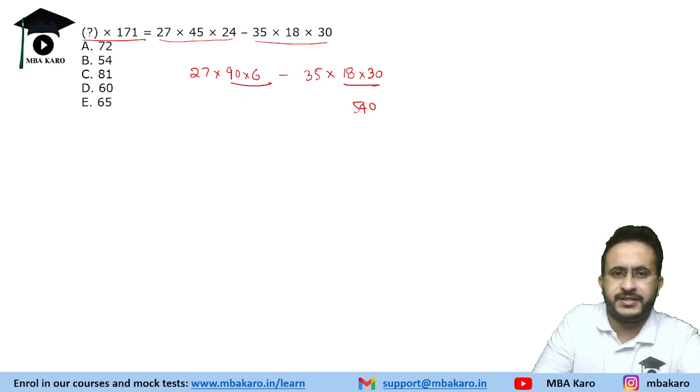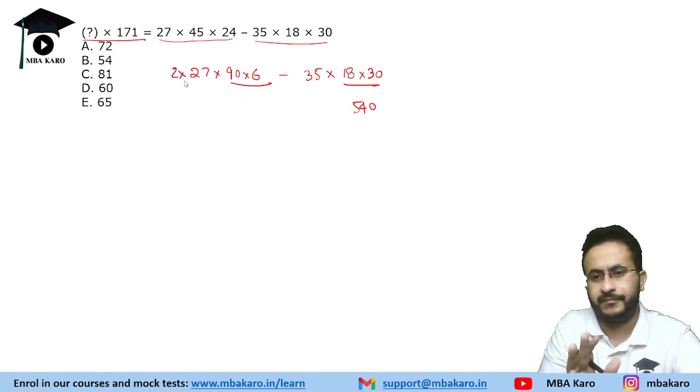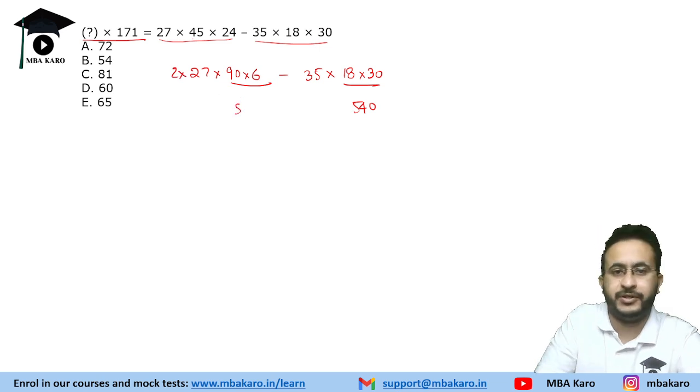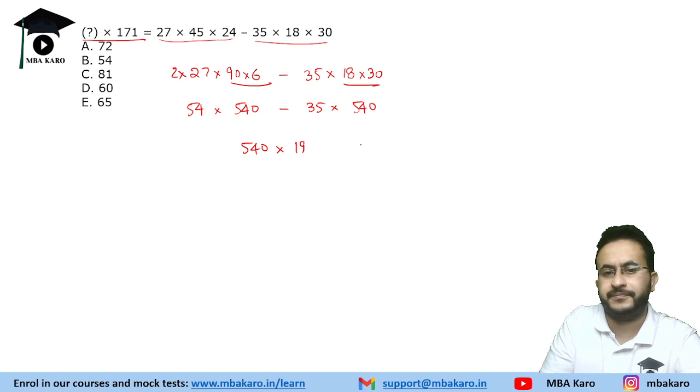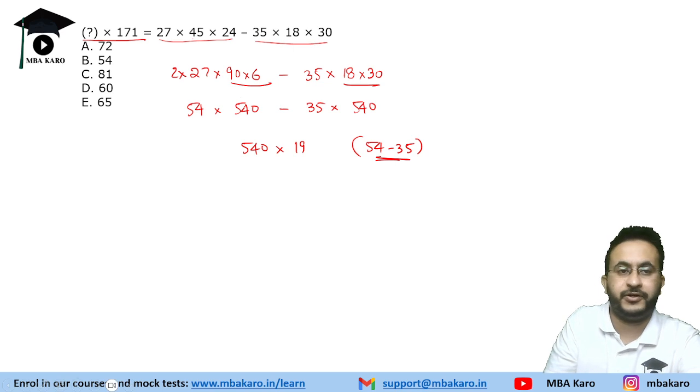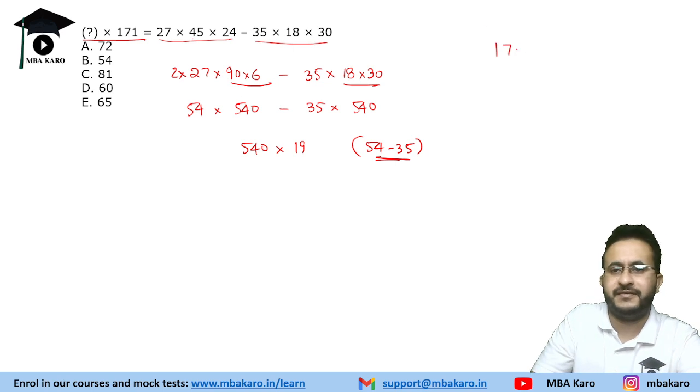Can we make it 6 and into 2? That is about the smart manipulation of numbers. So does it become 54 into 540? This is 35 into 540. Okay, so 540 we can take common. So 54 minus 35 is 19. So we have 171x is equal to 540 into 19, right?